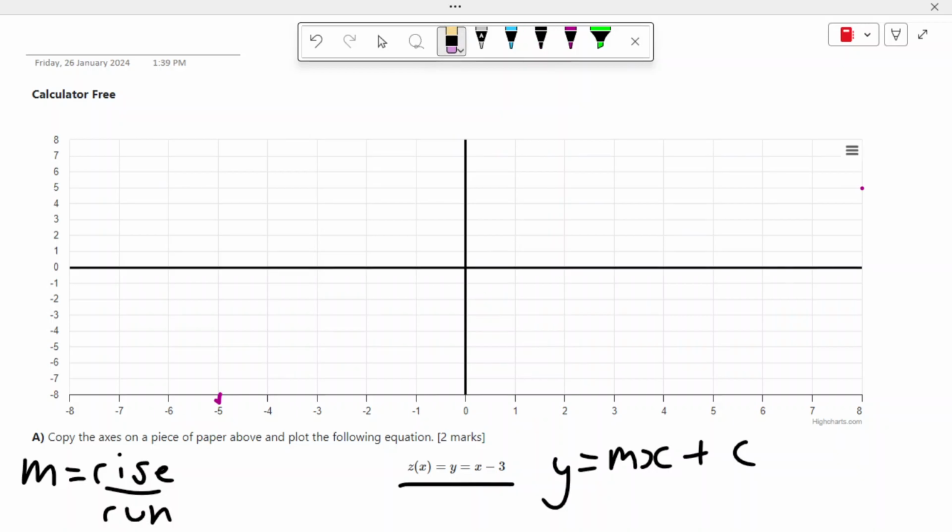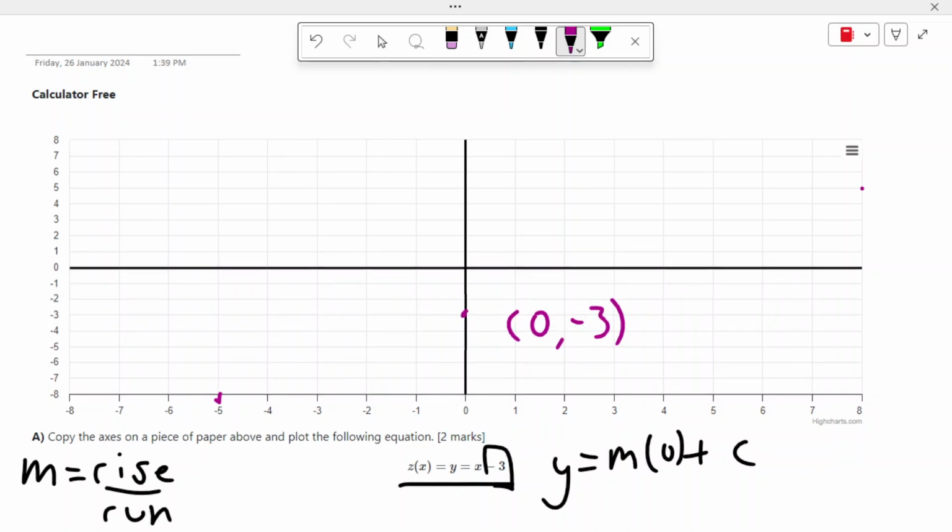c comes about when our value of x is equal to 0, so that is anywhere along this particular line. That's when x is equal to 0. What we can say is that c is equal to y, and in that case, it's equal to minus 3. So we've already got a point here. Straight away, just by looking at that value of c, we've got the point (0, minus 3).